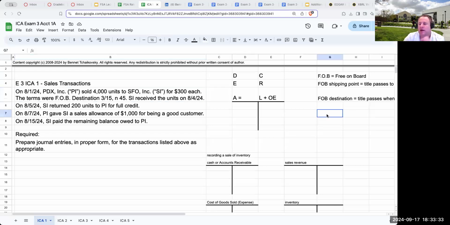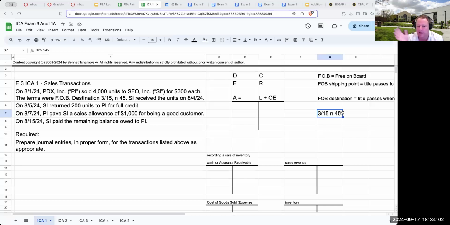Now, what about 3/15 and 45? What does that mean? Well, it's not 420, net 420. Rather, what it is, if the customer pays within 15 days, right? Is it business or calendar? Depends on the contract. They will receive a 3% discount, but the full amount is due in 45 days, right?